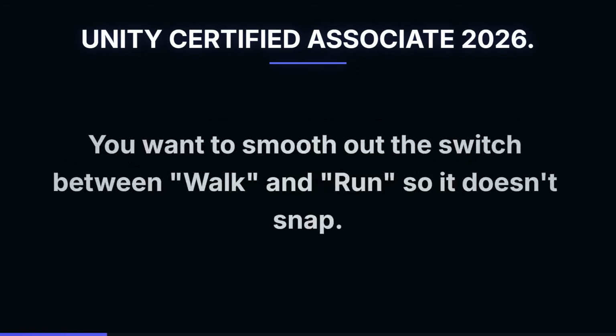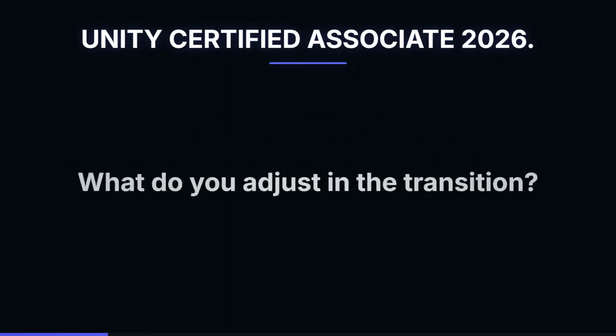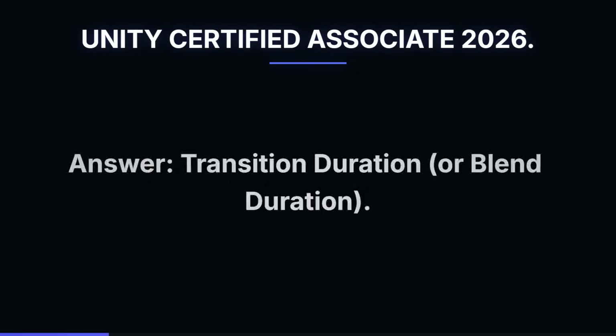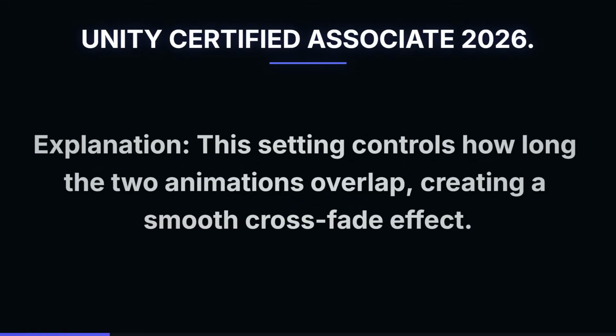14. You want to smooth out the switch between walk and run so it doesn't snap. What do you adjust in the transition? Answer: transition duration or blend duration. Explanation: this setting controls how long the two animations overlap, creating a smooth crossfade effect.